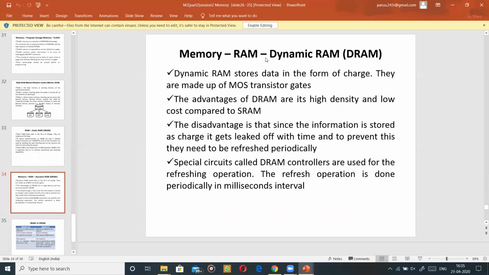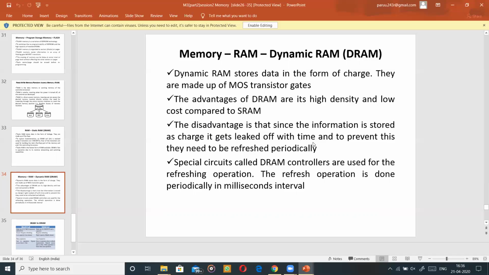Now let's go to the next topic, that is DRAM. What is DRAM? Dynamic RAM. It stores the data in the form of charge. They are made up of transistor gates. Along with that, they are also made up of capacitors. The advantages of DRAMs are its high density and low cost because of this flexibility. The disadvantage is that since the information is stored as charge, it gets leaked off.